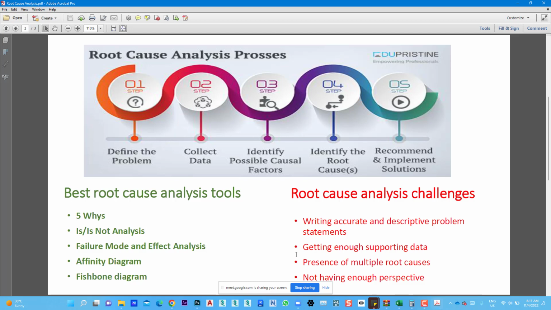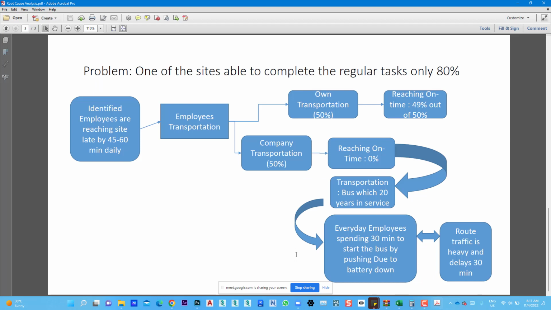For the last slide I'm going to go with a small example, which is on a project site. On the project site, they could not complete their regular tasks 100%, and they could complete only 80%. This is the problem raised by the site engineer. As per the project manager and schedule, they are only completing 80%.